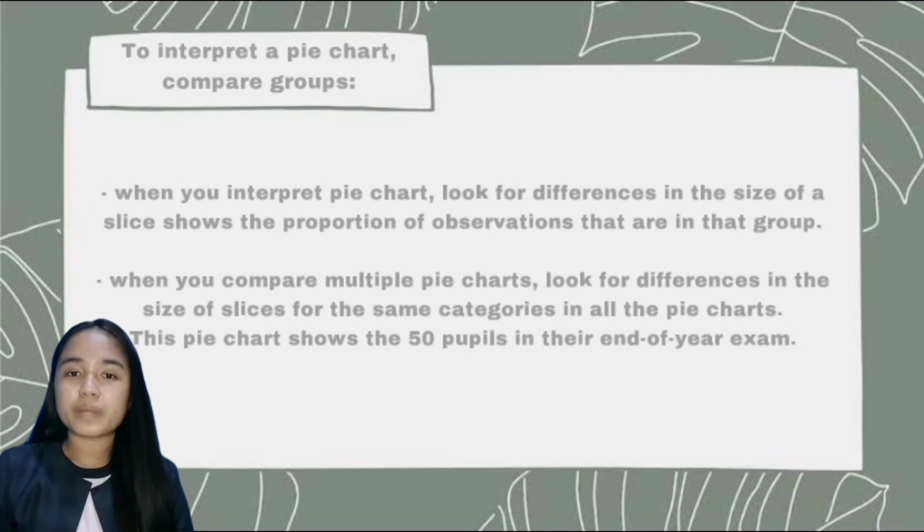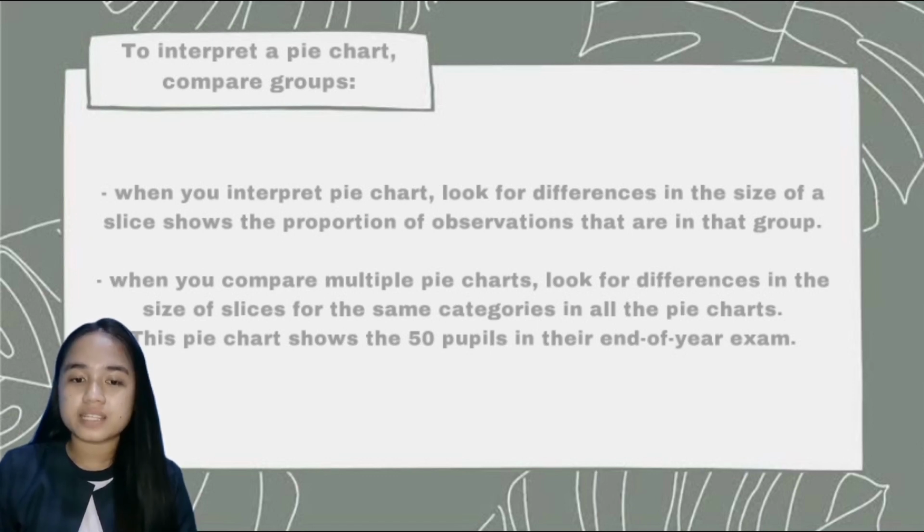To interpret a pie chart, compare groups. When you interpret a pie chart, look for the differences in the size of the slices. A slice shows the proportion of observations that are in that group. When you compare multiple pie charts, look for differences in the size of slices for the same categories in all the pie charts. These pie charts show the 50 pupils in their end-of-year exam.